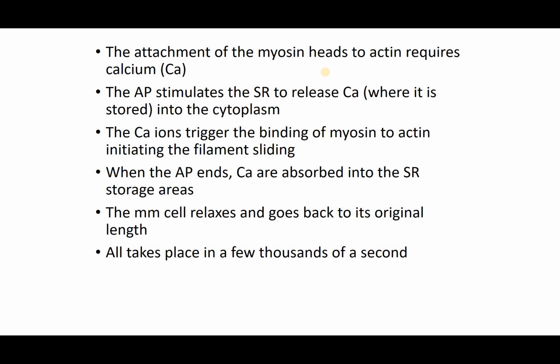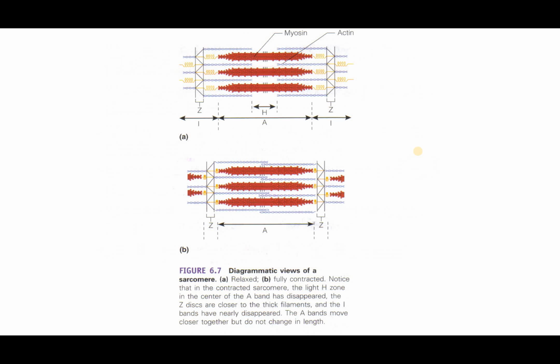Okay, once the contraction is over, calcium is absorbed back into the sarcoplasmic reticulum storage areas. That's what the SR means, it's short for sarcoplasmic reticulum. The muscle relaxes, goes back to its original length, and then there's that refractory period, and then it can happen again, a muscle contraction.